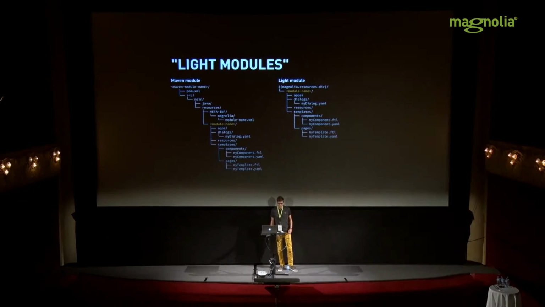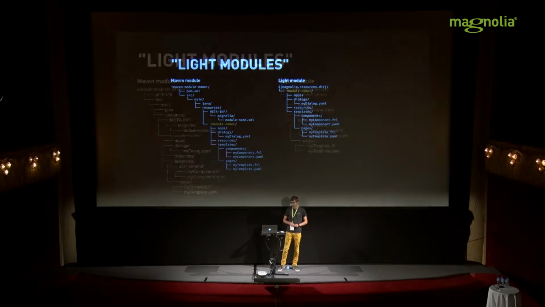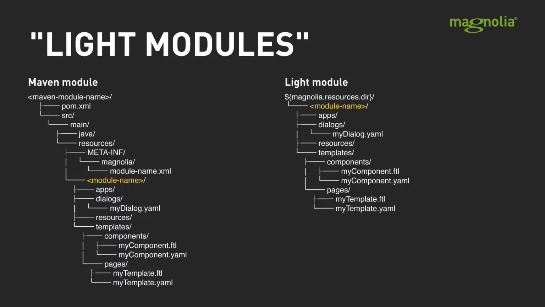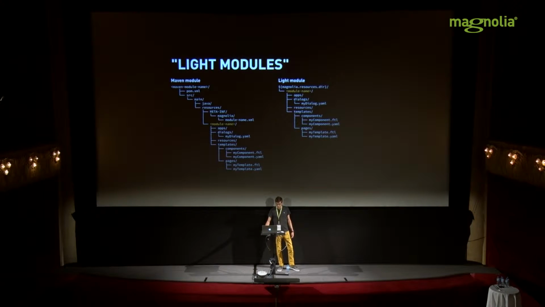In particular, the third one, developing sites without knowing Java. You've heard about light modules. Quick recap again on that. So you can have a normal light module structure on a file system, and you basically can convert it, with a one-to-one mapping, to a full-fledged Maven module. The same directory structure lives under the source main resources. And this collects template scripts and configuration together, for example.